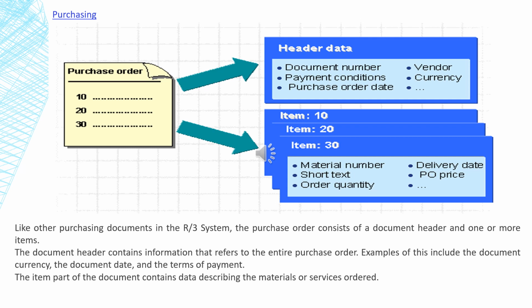Like other purchasing documents in the R3 system, a purchase order consists of a document header and one or more items. The document header contains information that refers to the entire purchase order. Examples of this include the document currency, document date, and the terms of payment. The item part of the document contains the description of the materials and services to be ordered, plant, storage location, etc.